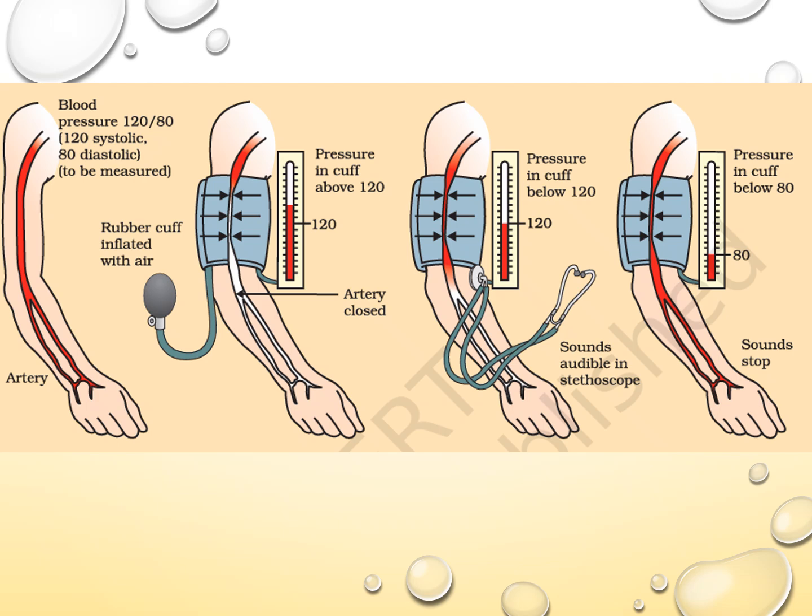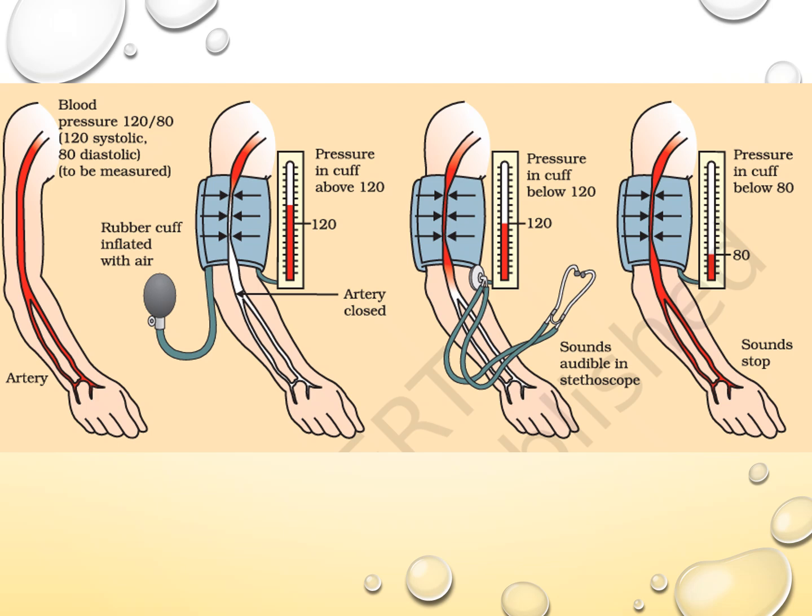This blood pressure is usually measured in two terms: systolic and diastolic pressure, which is 120 by 80 mm of Hg. Systolic pressure is the pressure when the heart pumps the blood, or when the ventricles contract, they undergo systole. And diastolic pressure is the pressure when the ventricles undergo relaxation.